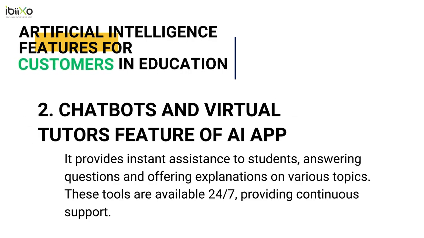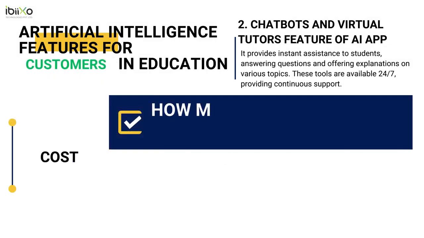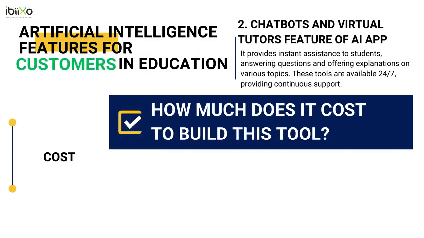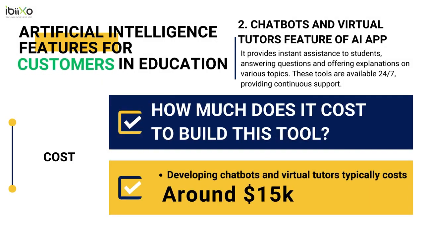Point number 2, chatbots and virtual tutors. It is very easy for students to sneak in at night and start learning, and this is something where they'll have a teacher available genuinely 24/7. With AI-enabled chatbots, it would be very easy for the students to ask questions and get the answers. And in case they are not satisfied with the answers, then they can get in touch with a real teacher. Roughly, this is going to cost around $15,000.